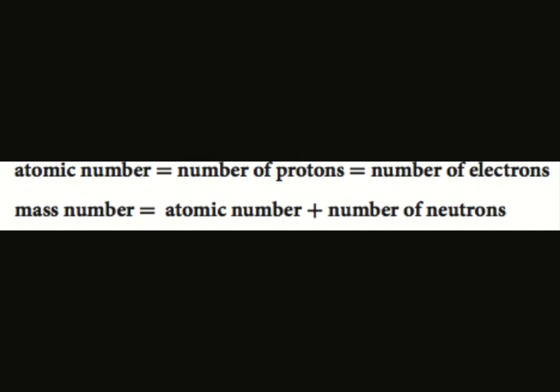Alright, before we go today, since I'm running out of time, we're going to talk about these. So we have, how we figured out is atomic number equals number of protons equals number of electrons. So mass number equals atomic number plus number of electrons.